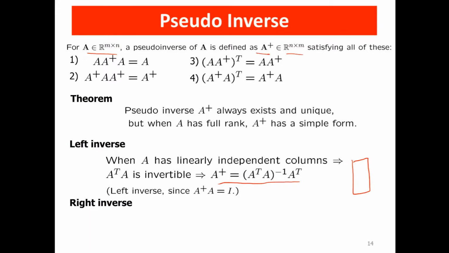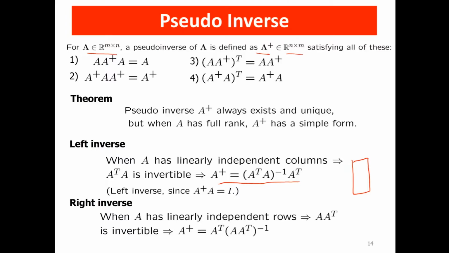When A has linearly independent rows, again the pseudo-inverse in that case is very simple. When A has independent rows, then A is a flat matrix. And in this case, A times A transpose is invertible. And one can prove that A plus has this very simple unique form. A plus is A transpose times A times A transpose inverse. This is called the right inverse, since in this case one can easily see that A times A plus, that's A times A transpose times A times A transpose inverse, that's the identity matrix.